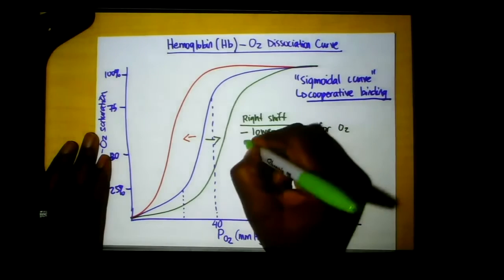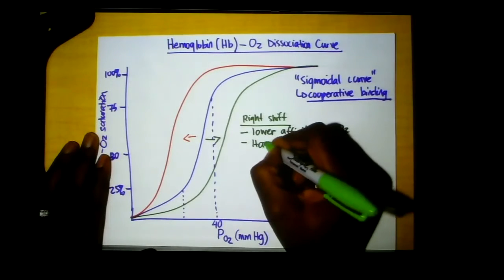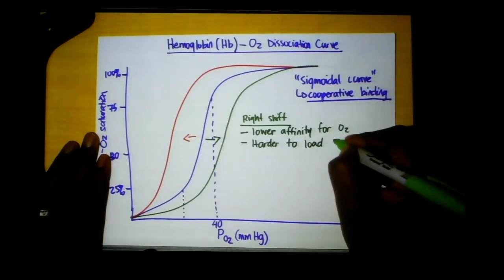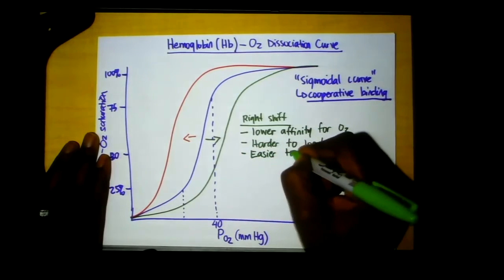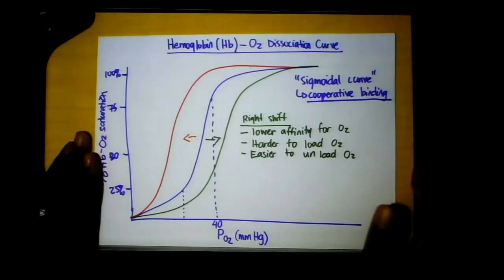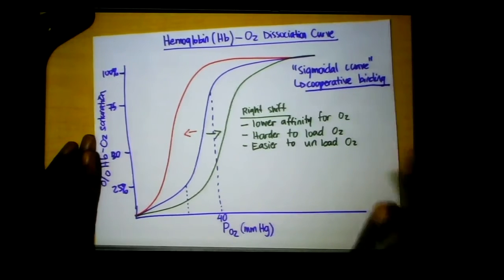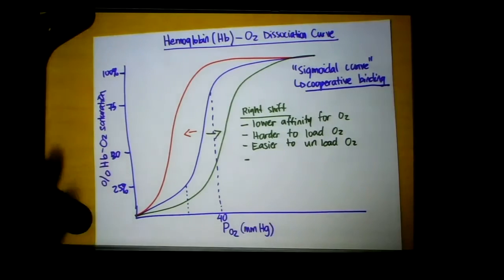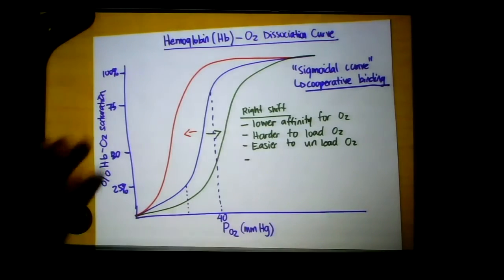For oxygen, okay? Meaning that it's going to be harder to load oxygen and easier to unload oxygen. Okay? And we're going to talk about a lot of different states that align with this right shift, but we'll mention 2 things here now.